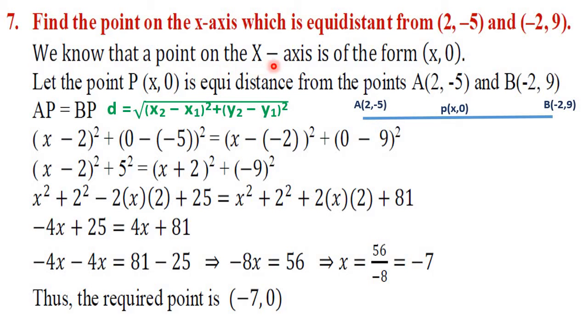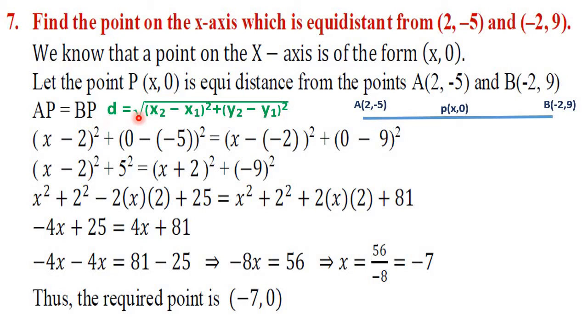You know that the point on the x-axis is of the form (x, 0). Let the point (x, 0) be equidistant from the point A (2, -5) and B (-2, 9). So let us equate these two distances, that is, the length of AP must be equal to the length of BP.